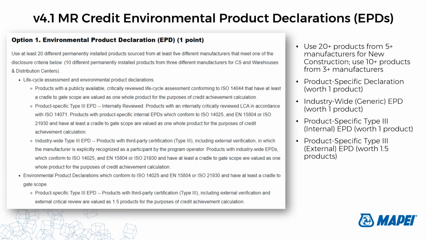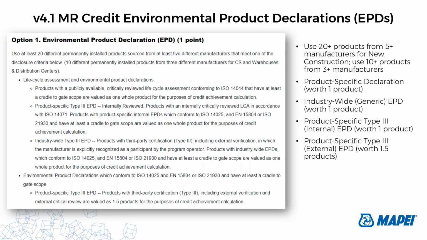The next credit is the MR credit for Environmental Product Declarations, or EPDs. The intent of this credit is to encourage the use of products and materials for which life cycle information is available and that have environmentally, economically, and socially preferable life cycle impacts. And the intent is also to reward project teams for selecting products from manufacturers who have verified improved environmental life cycle impacts. The credit requirements state that the project team should use 20 different permanently installed products sourced from at least 5 different manufacturers.